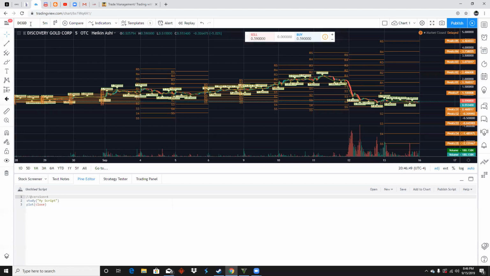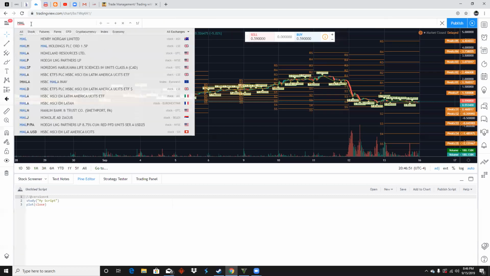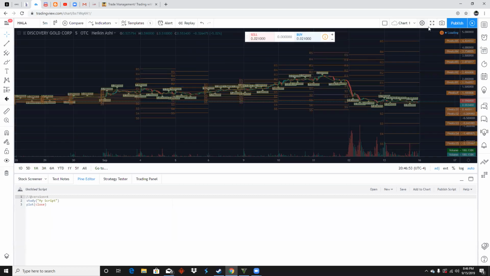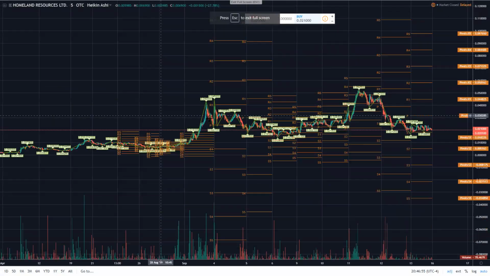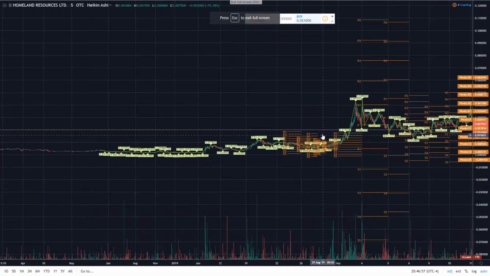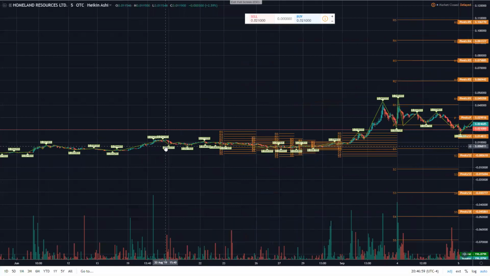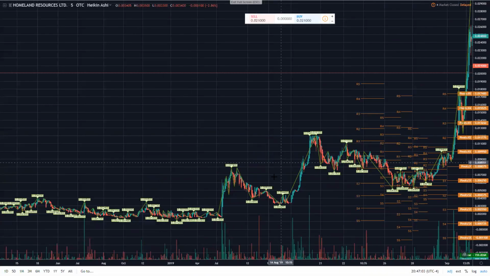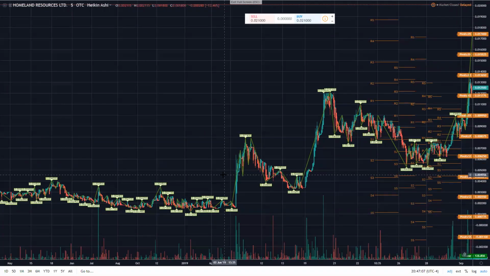I've got a trade in mind, HMLA. We played this one a while back. I think it was last week or the week before. This play was pretty impressive, okay? It's been on my watch list constantly. I've been waiting for this breakout area to kind of start. Obviously, it did start a little bit.